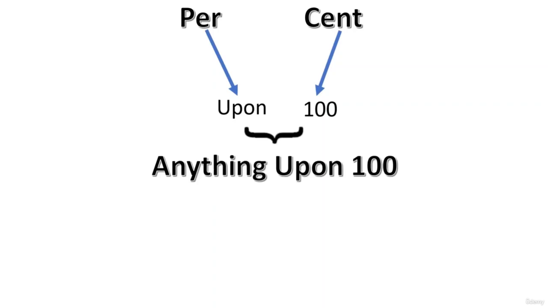So percent is basically a combination of per and cent. Per means upon and cent means 100. So anything out of 100, basically it is called percent. Okay. Anything upon 100 is basically percentage.